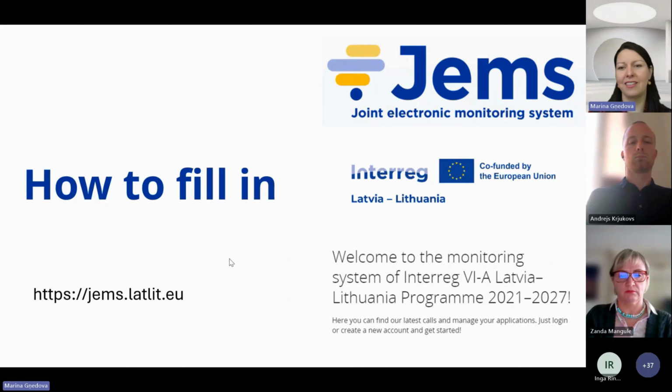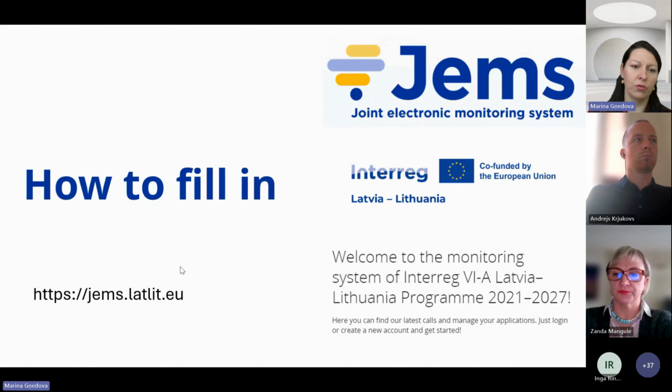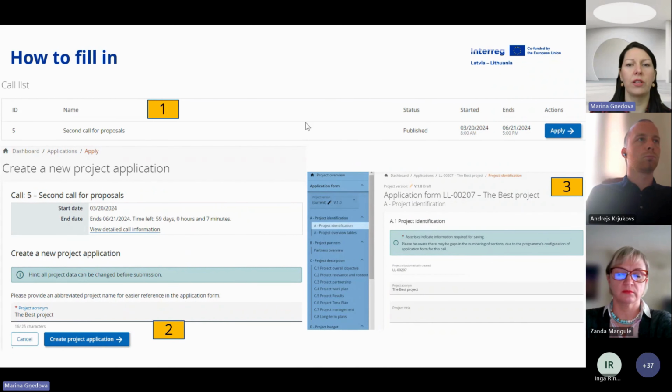Small insight how to apply. So I think major part of our participants, you already know that we use JEMS, Joint Electronic Monitoring System. The application is happening online. Here on slide you see direct link to the system, and you can also visit it through our program website latli.eu. Just go to the system, register, activate your user, open. Immediately when you open the dashboard, you will see that second call for proposals is open, and there is a blue button where you can apply.